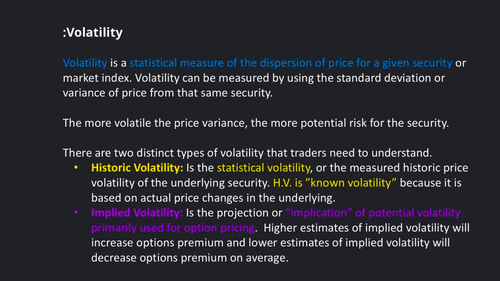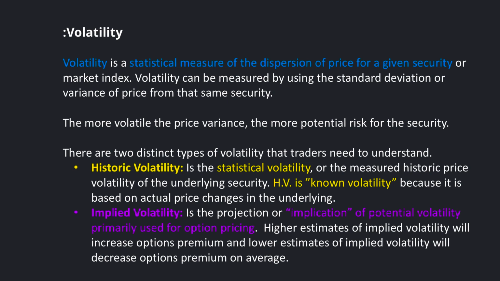Volatility is a statistical measure of the dispersion of price for a given security or market index. Volatility can be measured by using the standard deviation or variance of price from that same security or underlying asset. The more volatile the price variance, the more potential risk for the security.